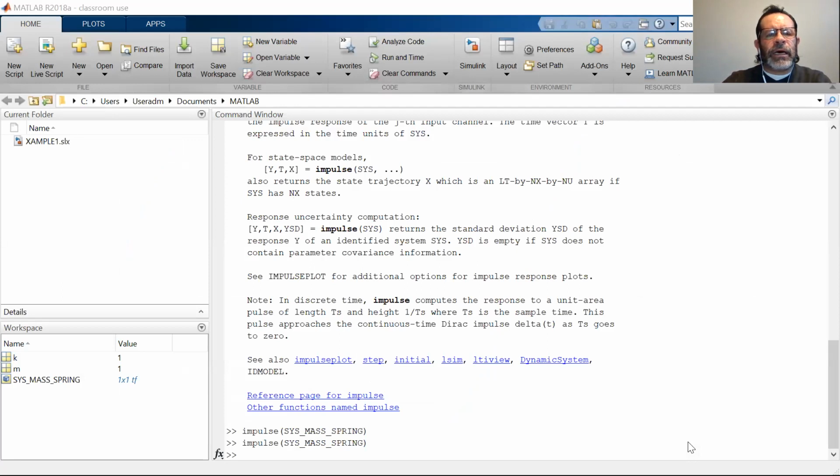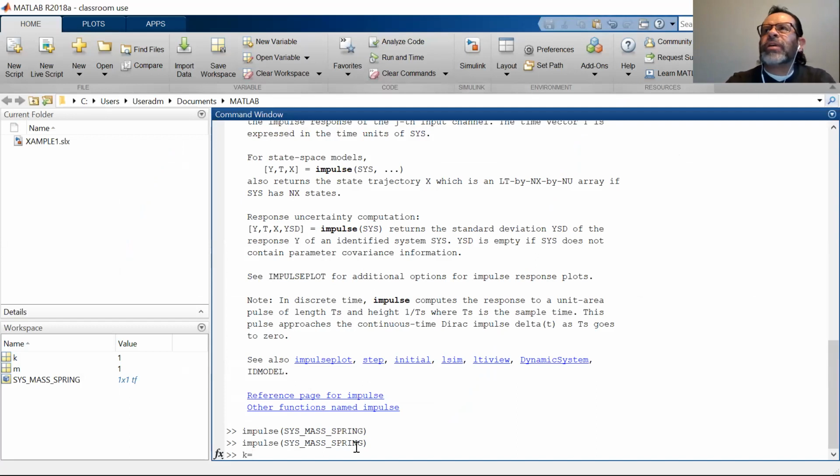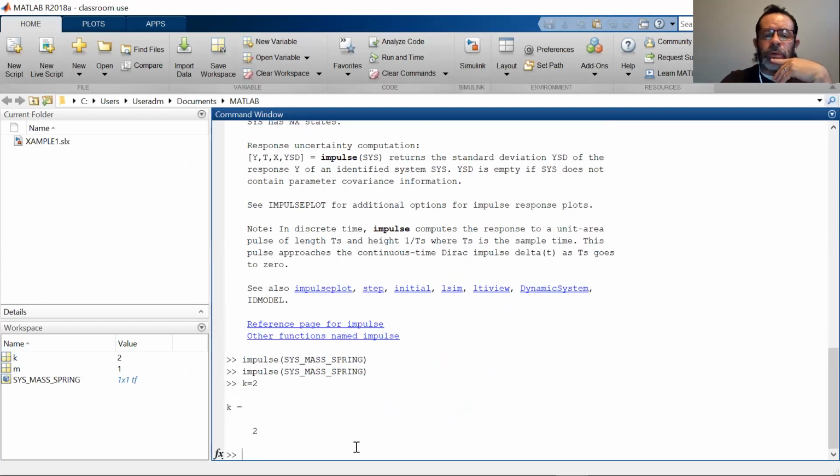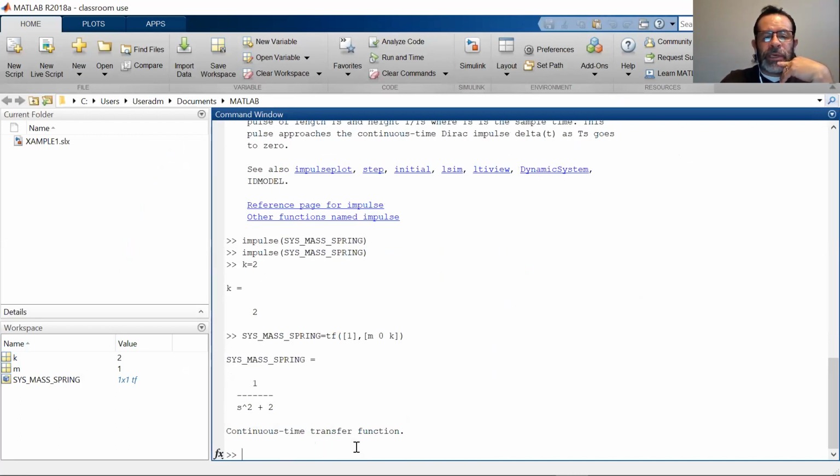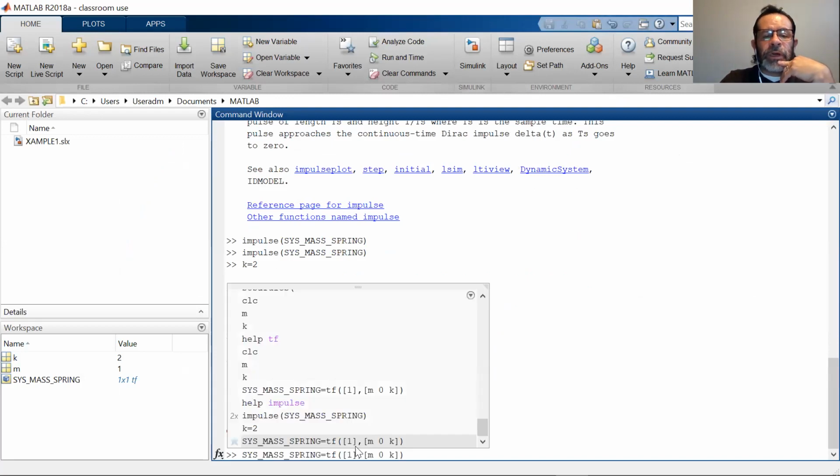And let's see how the system responds if we change these. So I'm going to leave M the same, and now K, let's increase it. Let's double the amount of the spring constant. So now K is going to be equal to 2. I'm going to redefine the mass spring system, and I'm going to run the impulse again to be able to compare it.